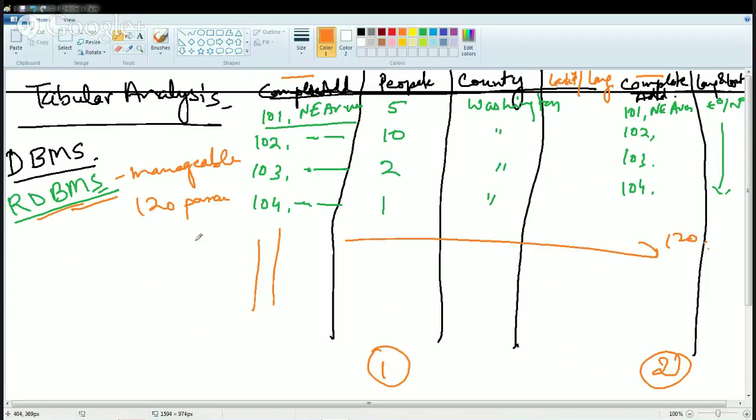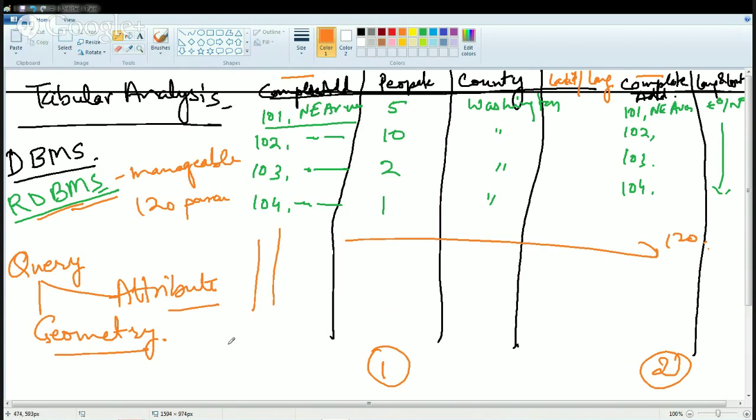Now, while using tabular data, you can make various queries. A query can be in two forms. First is the attribute query, and next is the geometric query. What is the difference between an attribute query and a geometric query? I can ask how many people live at this address. That's an attribute of that address, so that would be a kind of attribute query. On the other hand, if I ask a reverse question, at location A, how many people are living? That means I am querying based on the location.